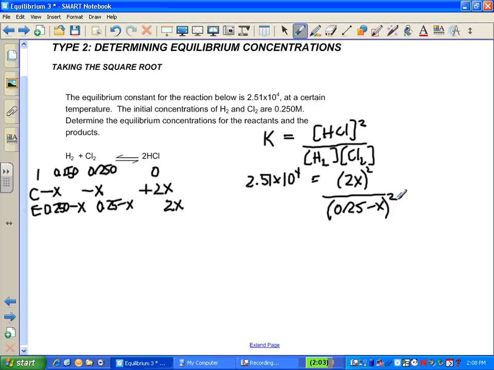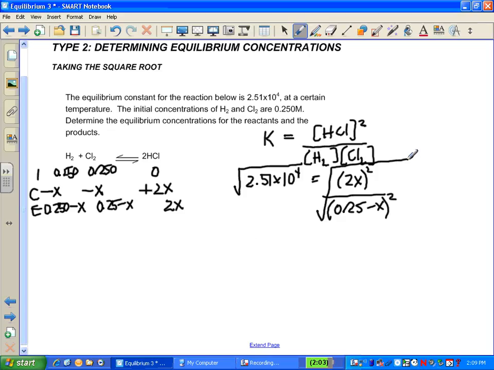Now this, in solving for x, could be a messy math problem, but we can simplify it by noticing that this is a perfect square. The heading of this problem was taking the square root for this reason. The right-hand side of this equation is a perfect square. We can take the square root of the numerator and the denominator. So to make the math a little bit quicker, we're going to take the square root of both sides of this equation. I'm going to take the square root of the equilibrium constant, and I'm also going to take the square root of the right-hand side.